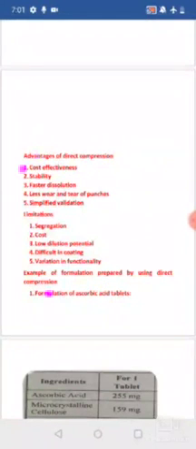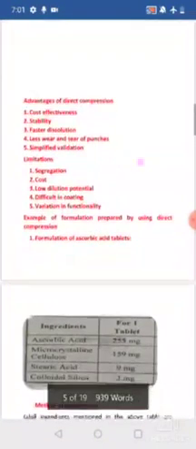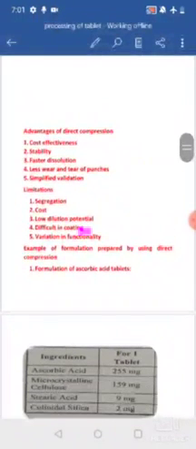You just take the drug and blend it with the other ingredients. Then you pass it through the mesh, prepare the granules, and compress in the form of tablet. So it is a simple process. Coming to the disadvantages, it undergoes segregation.